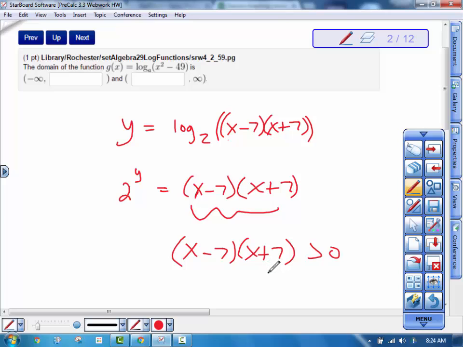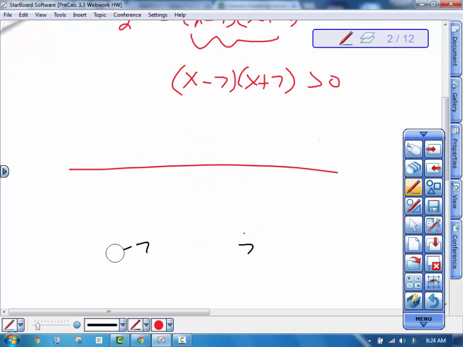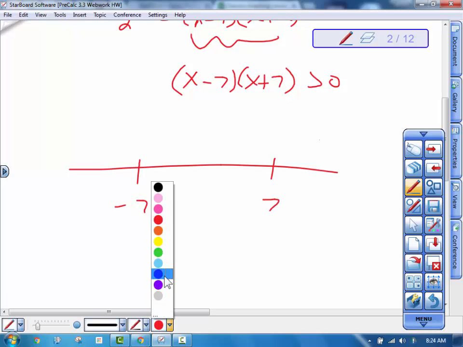So we're going to make a sign chart again, where you put on there -7 and 7, and we want to pick a number that's less than -7, like -8. That gives us a negative there and a negative there. Those turn into positive when you multiply them.